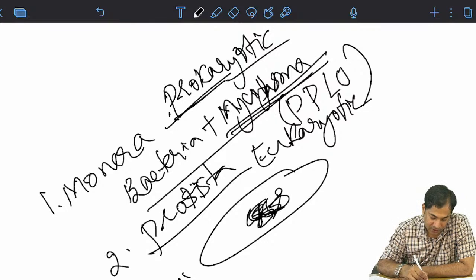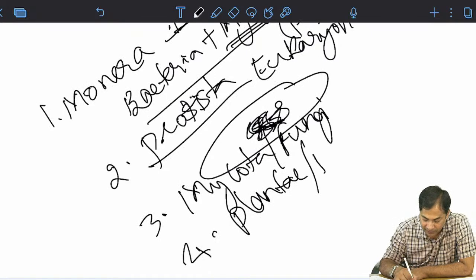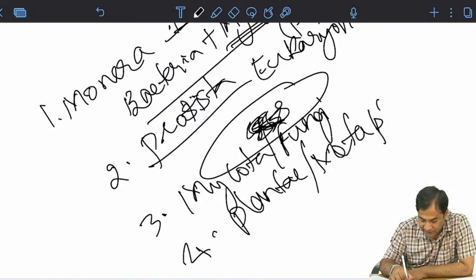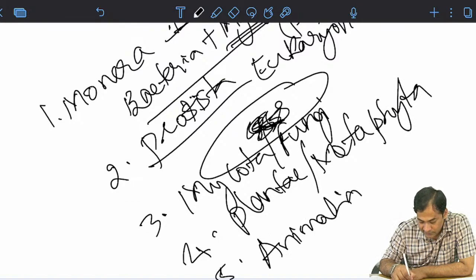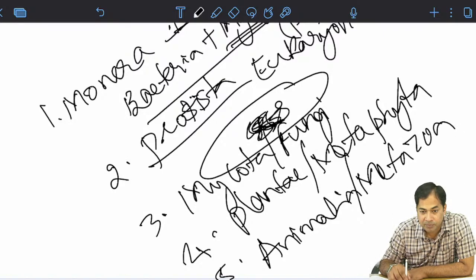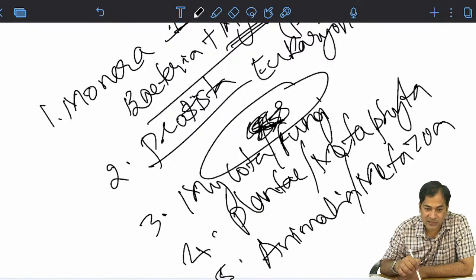Then third kingdom is kingdom Mycota or kingdom fungi. Then fourth kingdom is kingdom Plantae. Kingdom Plantae is also called kingdom Metaphyta. And fifth one is kingdom Animalia, that is also called kingdom Metazoa. The word phyta means plant, zoa or zoo means animals. So on what basis has R.H. Whittaker classified these 5 kingdoms?